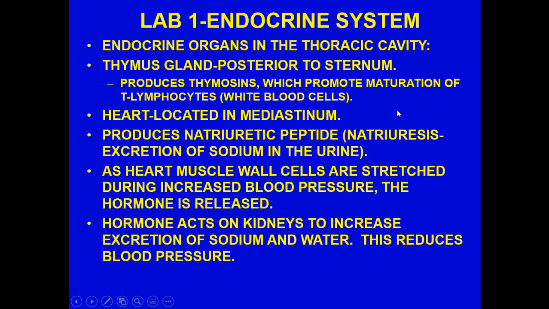When we move out of the neck, we're going to go into the endocrine organs of the thoracic cavity. Two of them of prominence: thymus and the heart. The thymus gland is posterior to the sternum. It produces thymosins. Now, these are hormones that promote the maturation of T lymphocytes. These are a type of white blood cell, which we'll get into in another class, in another lab soon. Also, you have the heart, which is located in the mediastinum, and it produces natriuretic peptide. Now, natriuresis is the excretion of sodium in the urine.